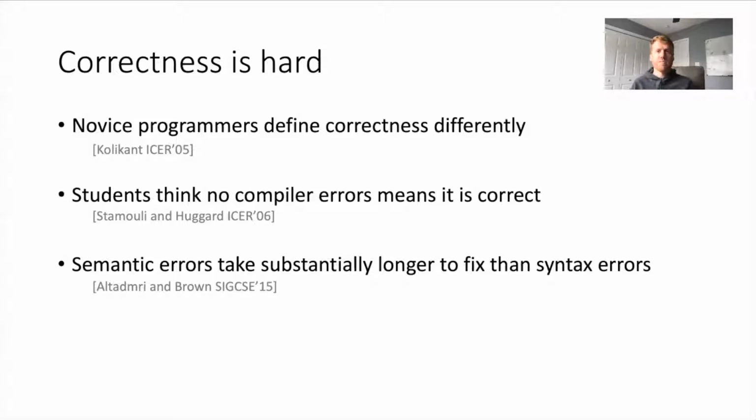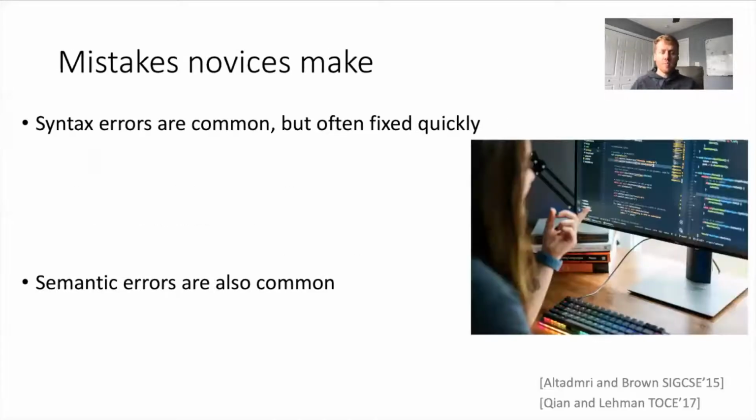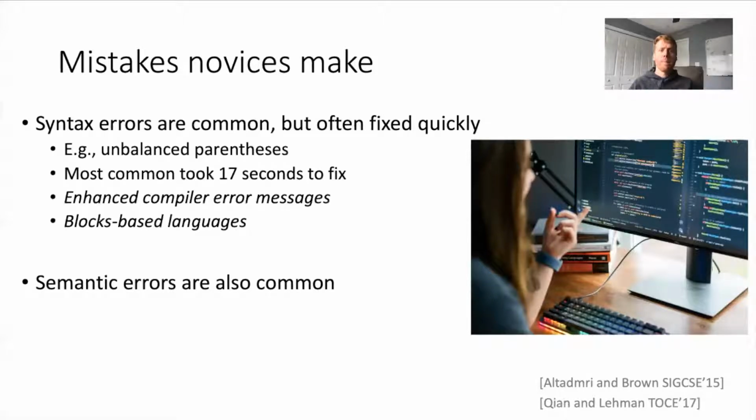Due to this flawed definition of correctness, semantic errors persist and take far longer to fix than syntax errors. So if we look at these mistakes in more detail, both syntax and semantic errors are common, but syntax errors are often fixed quite quickly. Unbalanced parentheses are the most common type of syntax error, according to the Blackbox dataset, and they take about 17 seconds to fix on average.